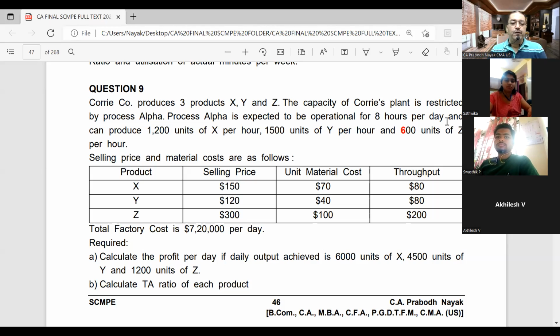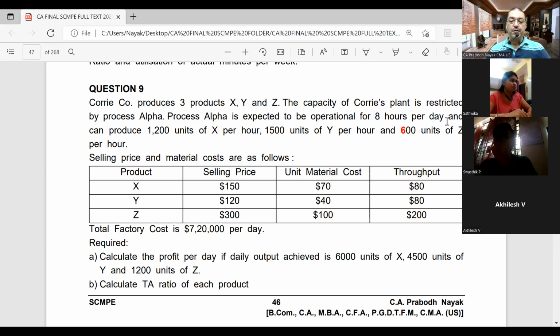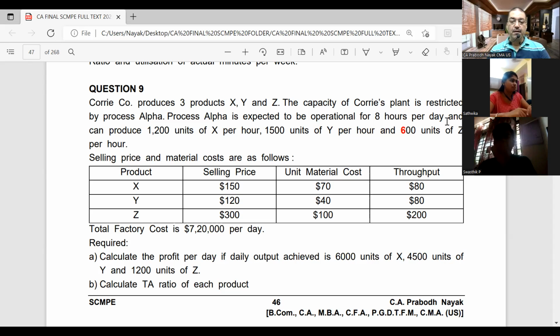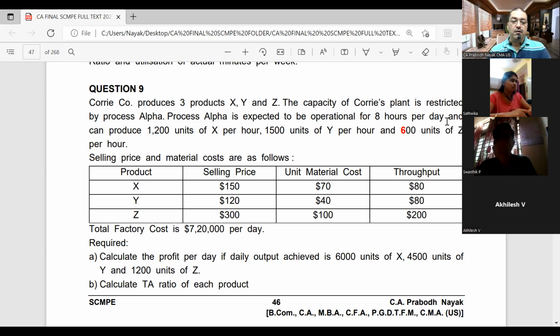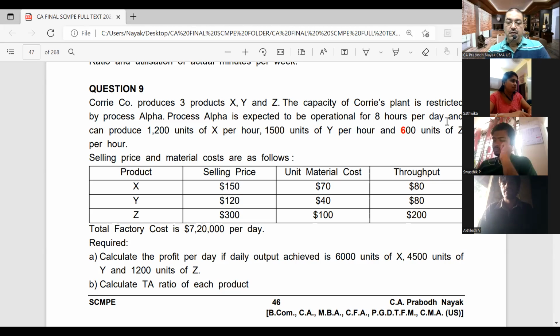Cori company produces 3 products X, Y, and Z. The capacity of Cori's plant is restricted by process alpha. So there is a restriction, there is a limitation. Process alpha is expected to be operational for 8 hours a day and can produce 1,200 units of X per hour, 1,500 units of Y per hour, and 600 units of Z per hour.